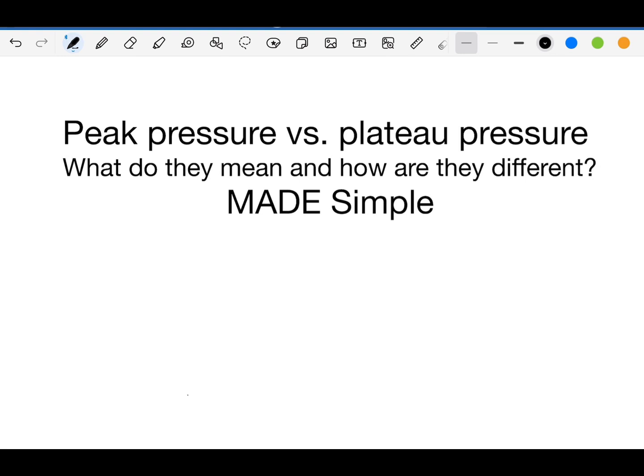Today we're going to be discussing the difference between a peak pressure and a plateau pressure. Specifically, we're going to discuss what they mean and how they're different, and of course, we're just going to make it simple. All right, so let's go ahead and get into it.